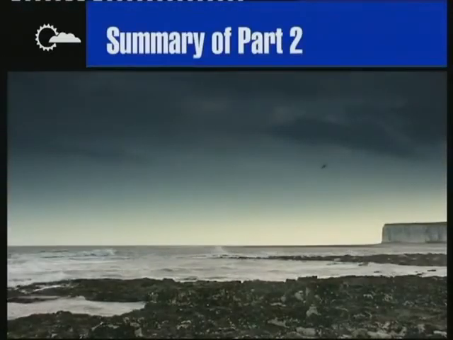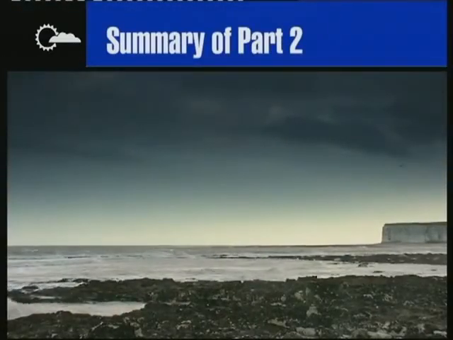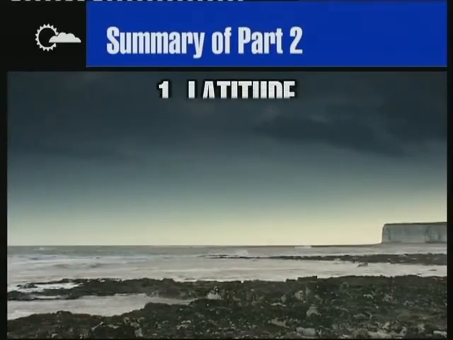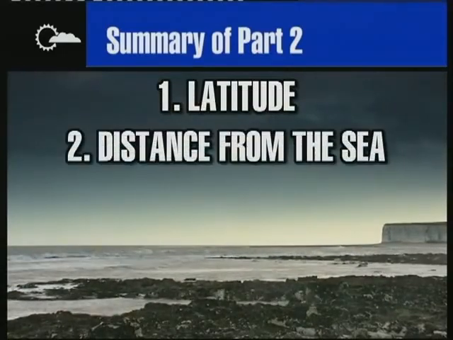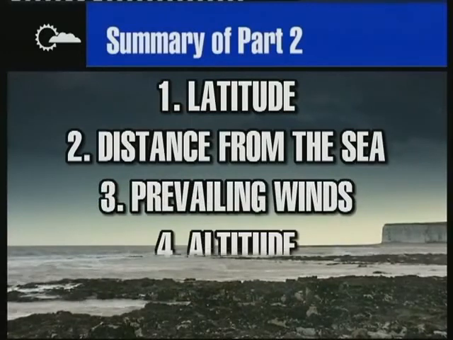In this part, we learned that there are 5 main factors affecting climate: latitude, distance from the sea, prevailing winds, altitude, and ocean currents.